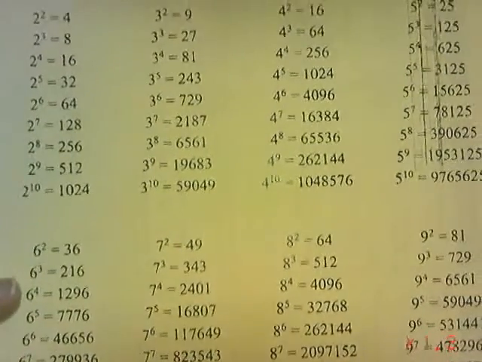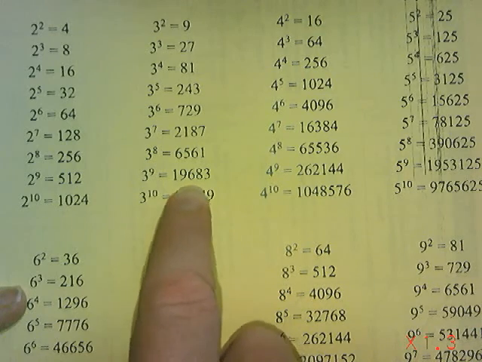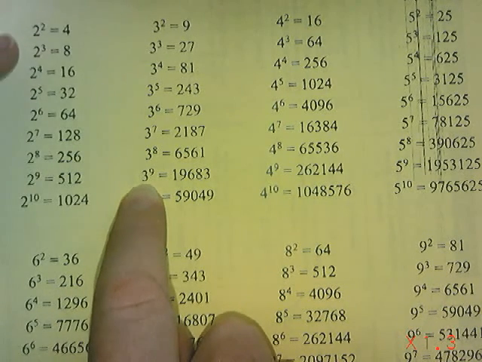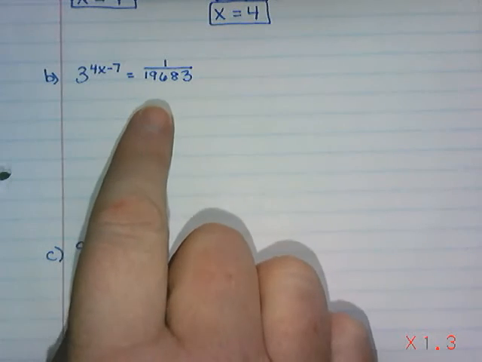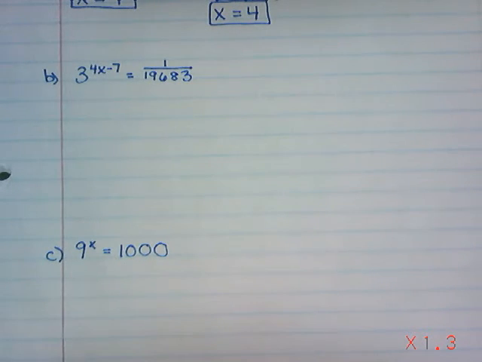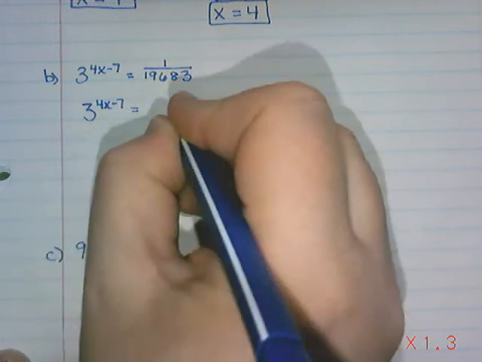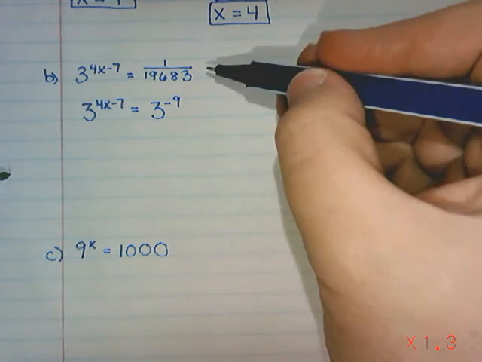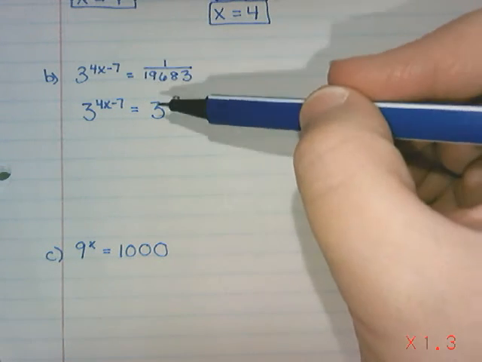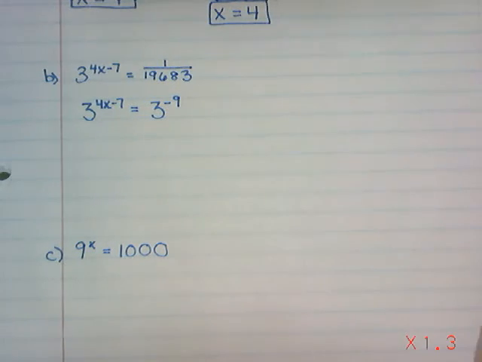And if it's not a nice power of 3, then I would probably just rearrange and use a log. So if I look at my powers of 3, I do see 19,683 is 3 to the power of 9. But I'm not looking for 19,683. I'm looking for 1 over 19,683, which means my exponent must have been a negative number. So this is going to be 3 to the power of 4x take away 7 equals 3 to the power of negative 9. So like I said, if this number works out to be a nice power of 3, I will write them as the same base. If it doesn't, that's usually when I use the log. But you could use the log on this question as well.